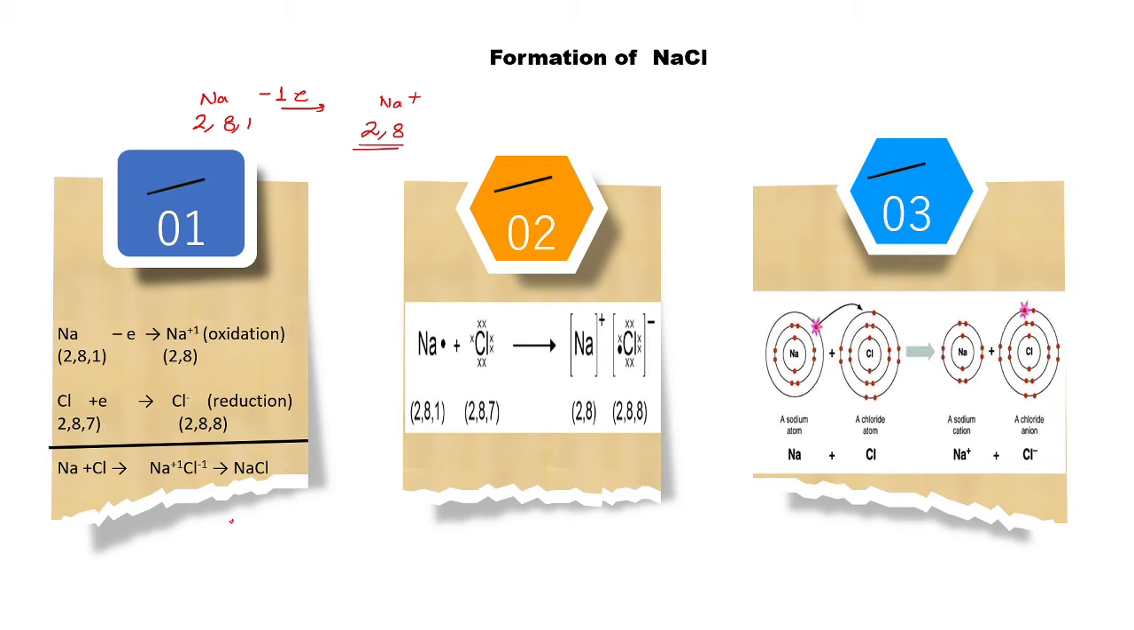Similarly, chlorine, which has 2, 8, 7 as electronic configuration, if it gains an electron, it will form Cl-, and it will have an electronic configuration of 2, 8, 8, which is of argon. Okay. Now, as two oppositely charged ions are formed, they will attract each other, resulting in the formation of the electrovalent compound, that is sodium chloride. Okay.